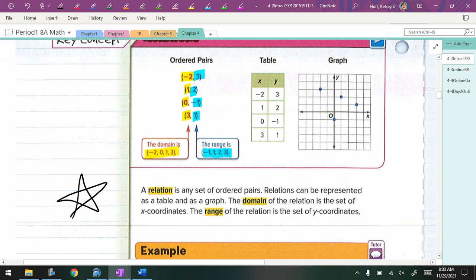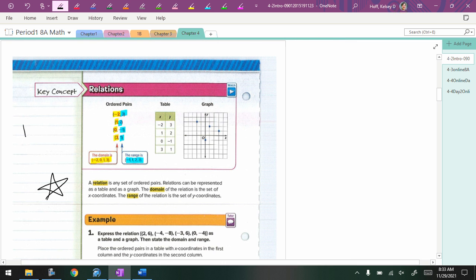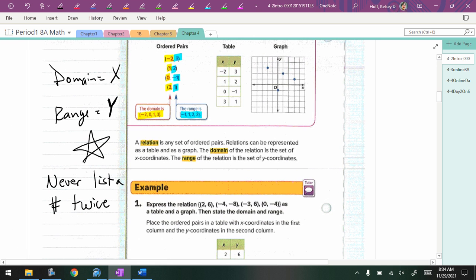Let's write this over here. Domain are your x coordinates. Range is your y. Domain is your x. Why are you not writing this down? Range is your y. And then another thing, never list a number twice. If it happens twice, we only list it one time. The whole idea of today, right there.